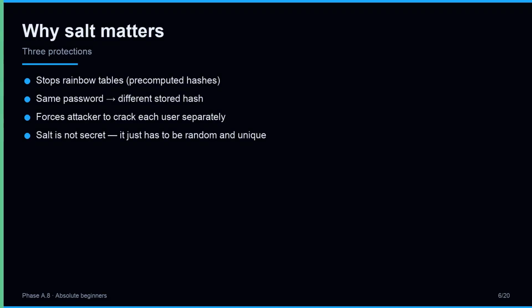Why does salt matter so much? First, it defeats rainbow tables, the giant precomputed lists of common password hashes that attackers download. With a per-user salt, those tables become useless. Second, it hides the fact that two users chose the same password. Third, it forces the attacker to crack each user's password separately. They cannot crack the whole database in one sweep. Note that the salt is not a secret. We store it next to the hash. Its only job is to be random and unique per user.